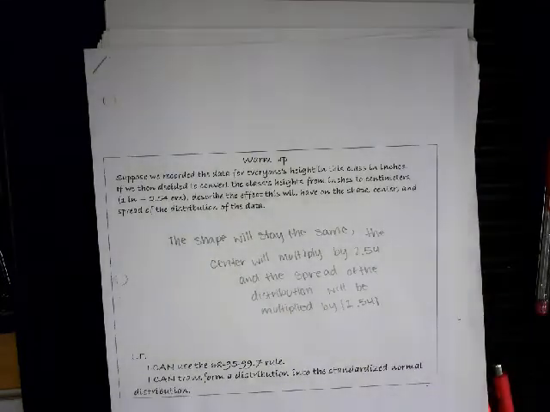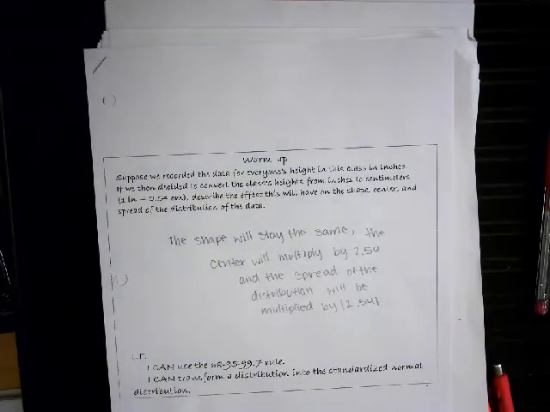All right, shape stays the same. Center gets multiplied by 2.54. Spread will be multiplied by the absolute value of 2.54. Questions?